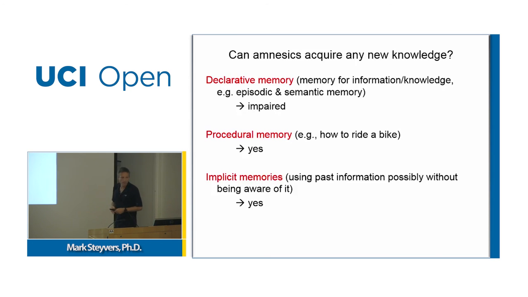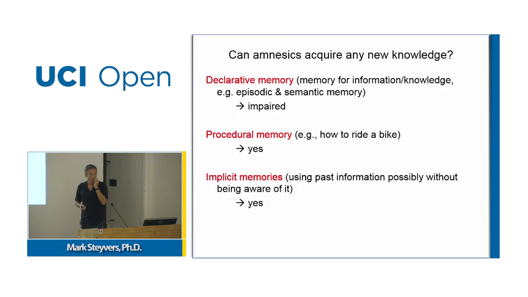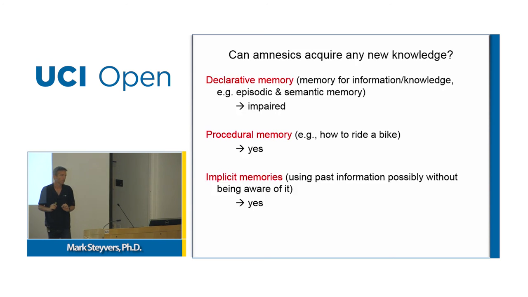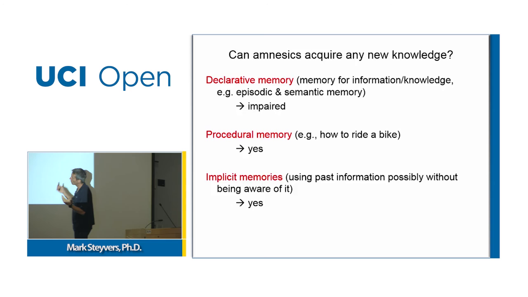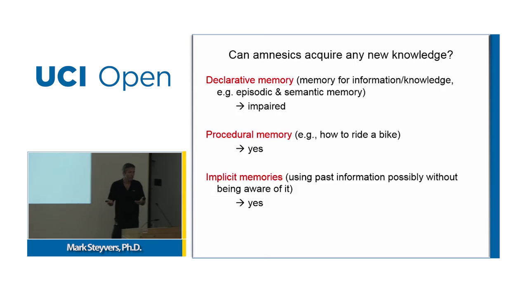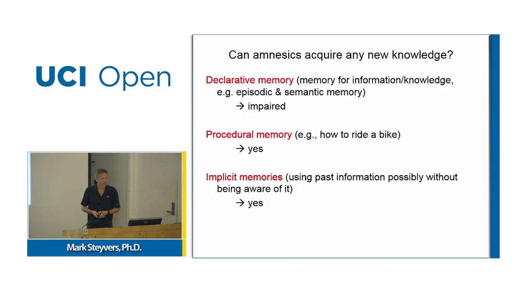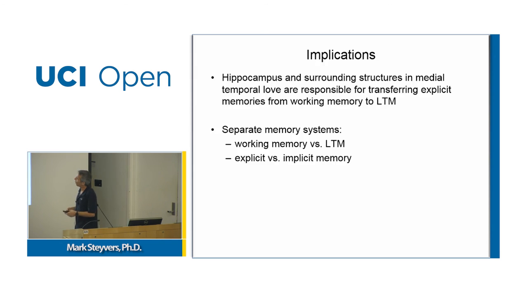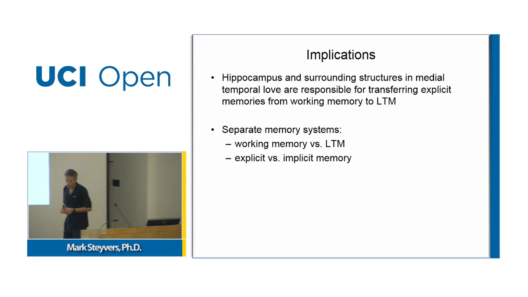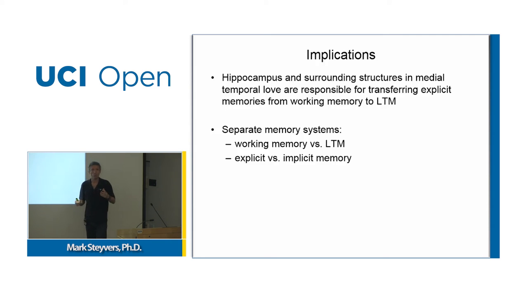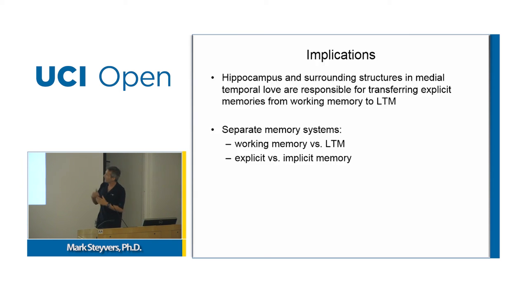So just to summarize, can amnesics learn new knowledge? When it comes to declarative or explicit memories, they are severely impaired. When it comes to procedural memories, learning new skills, they can. They can learn to play new musical scores, new instruments, physical things. So generally, their implicit memories are spared. All these famous cases, these amnesics, point to separate memory systems. There's a distinction between working memory and long-term memory, and that distinction is partly inspired by patients like HM. And the distinction between explicit and implicit memory, again, was inspired by patients like HM and Clive Wearing.